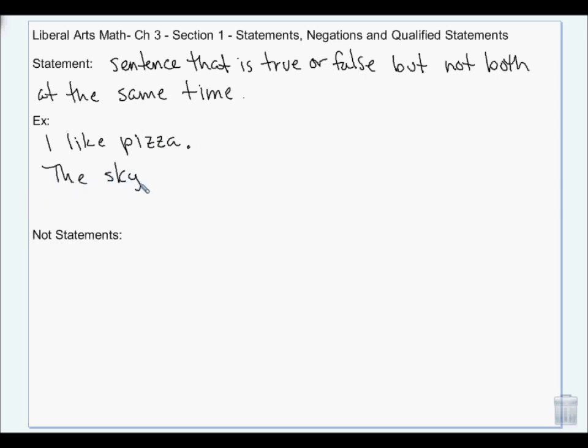The sky is violet. Okay, not right now, it's not, so that is a false statement, but it's still a statement. Okay, things that are not statements.